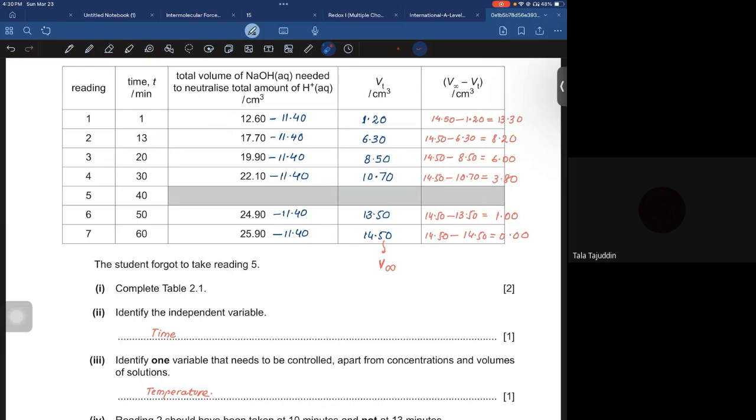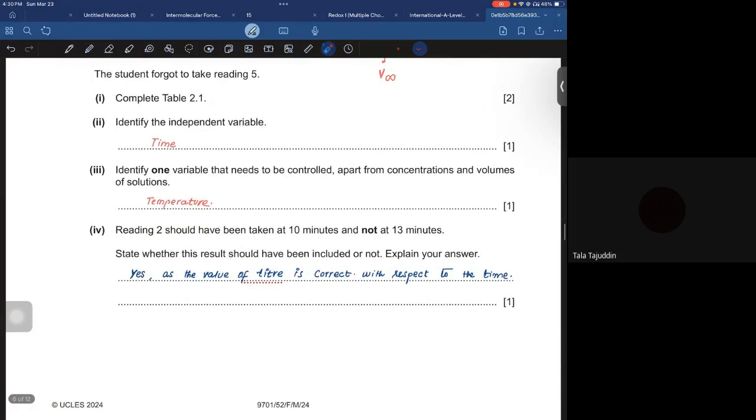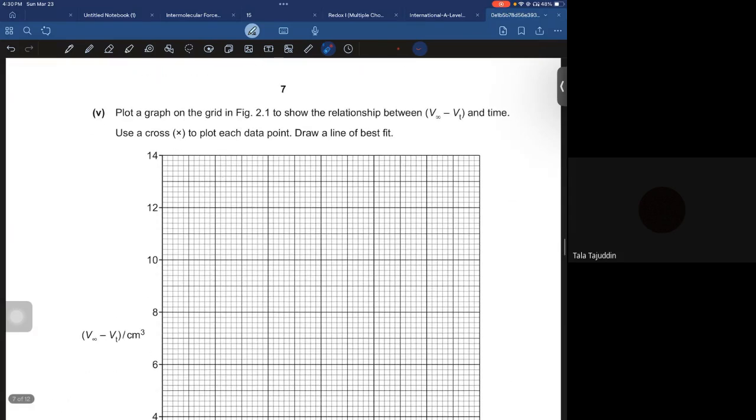Increasing order. Like, what should have happened is that it would come to 10 point something, like first increase, then decrease, then increase, then increase. But no, this is following a regular trend. So this value should be taken into account. This value should be accepted on the basis of this. Okay, plot a graph.